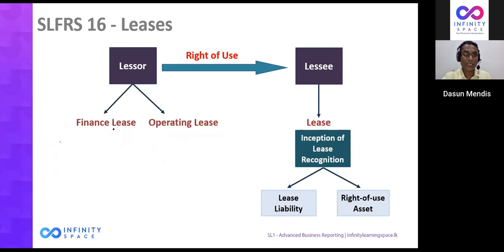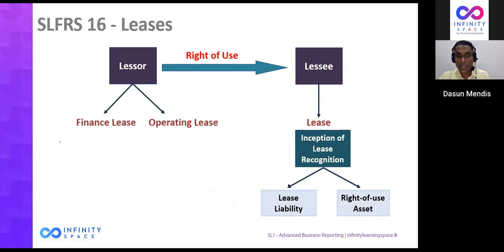Now under SLFRS 16, there is no difference from the previous version of the standard, LKAS 17, because lessors classify leases into finance leases and operating leases, and they continue to do that in SLFRS 16 as well. Earlier, the lessee also classified leases into finance and operating leases. Now there is no more classification by the lessee. All are leases. No terminology called finance or operating in the lessee's books.